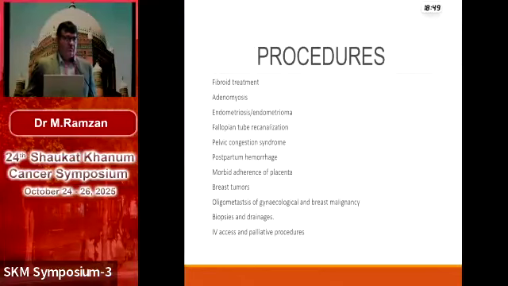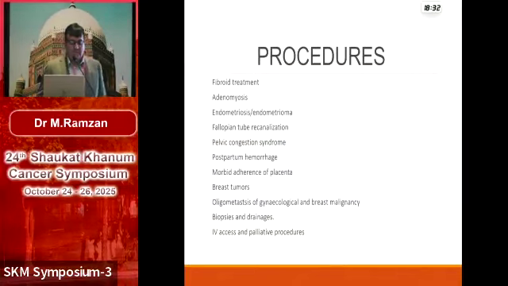So what exactly can we offer in women's health? The most common thing we treat is fibroids. We can treat adenomyosis, endometriosis or endometriomas, fallopian tube recanalization, pelvic congestion syndrome, postpartum hemorrhage, and morbidly adherent placenta like placenta increta or percreta, breast tumors, oligometastasis of gynecological and breast malignancies, biopsies, and drainages, which is the main thing. We also do IV access like Portacath and tunnel lines for chemotherapy, and we do palliative procedures.